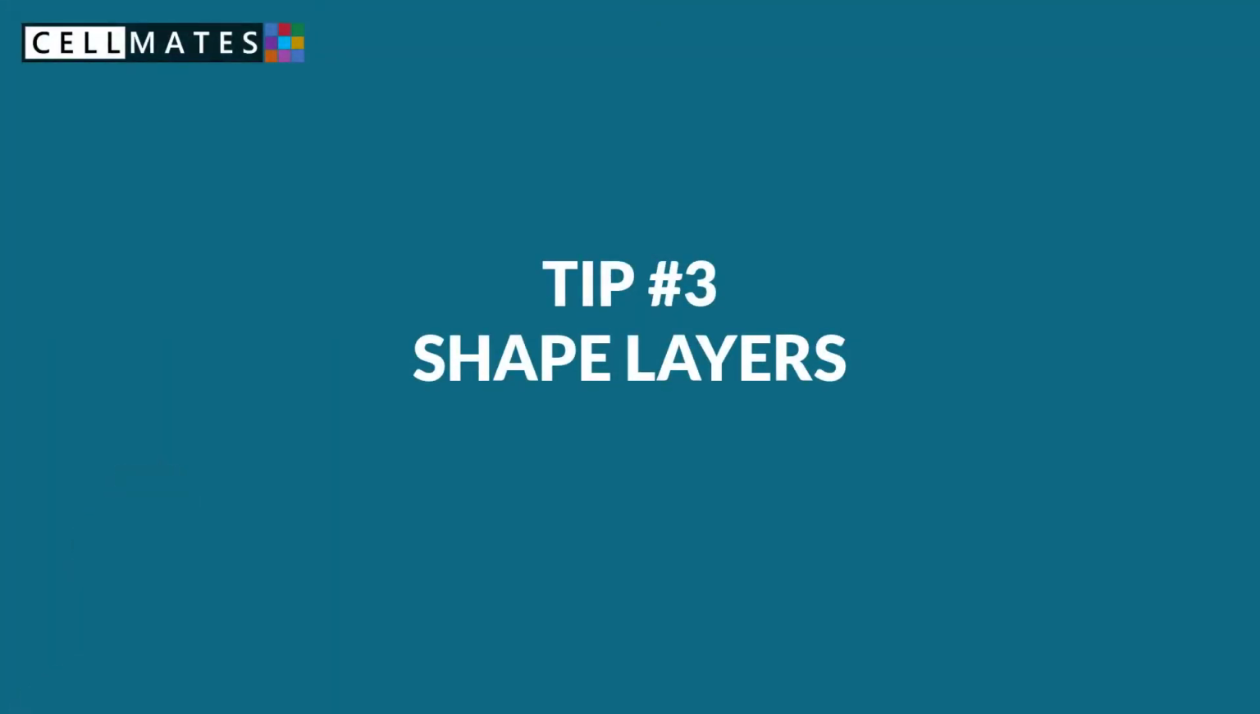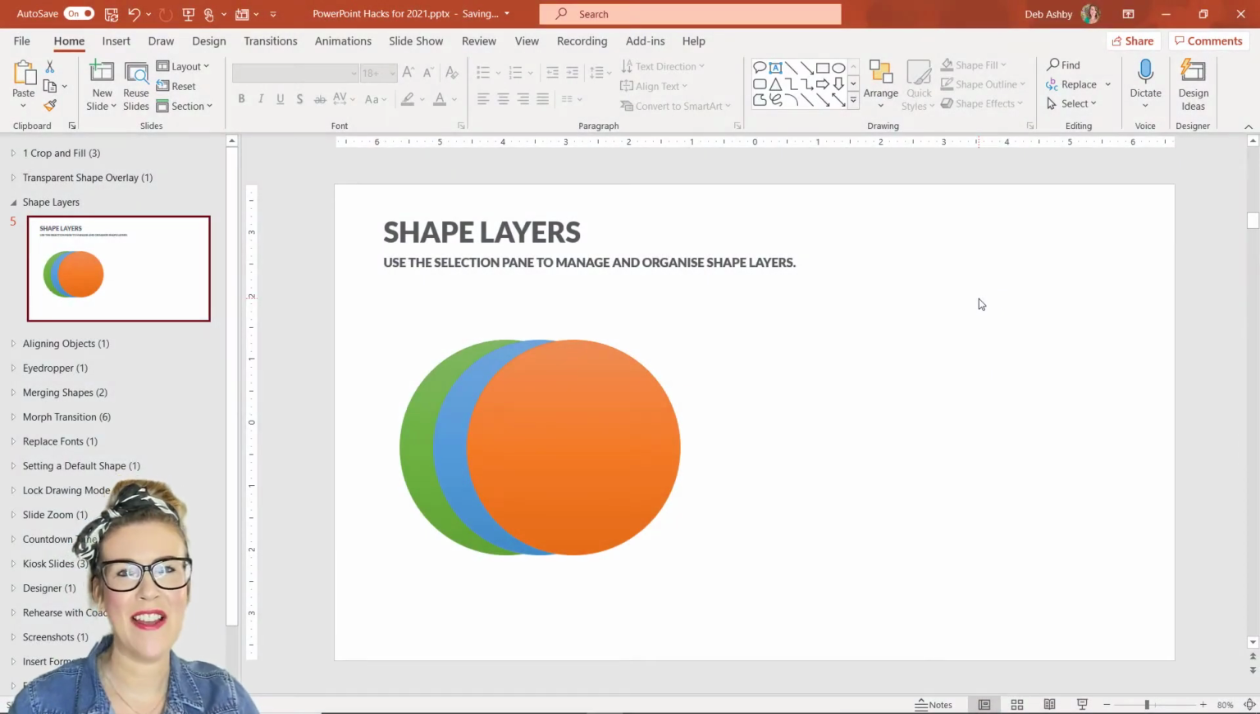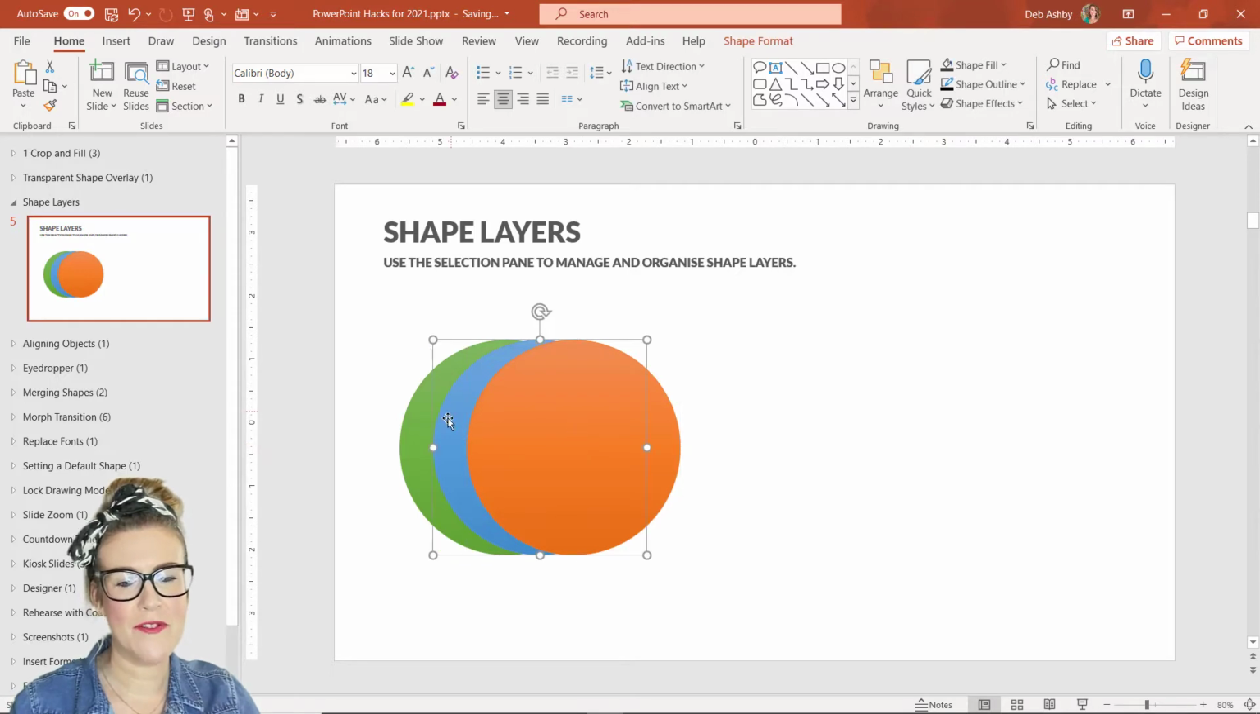Tip number 3, shape layers. Every object that you place on your slide is effectively on its own layer. So here I have 3 different shapes, just 3 different colored circles, and each one of them is on its own separate layer. So the orange circle is on the top layer, the blue in the middle, and the green is right at the back.